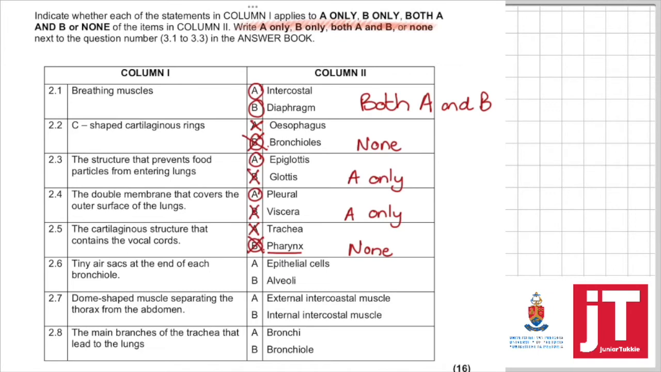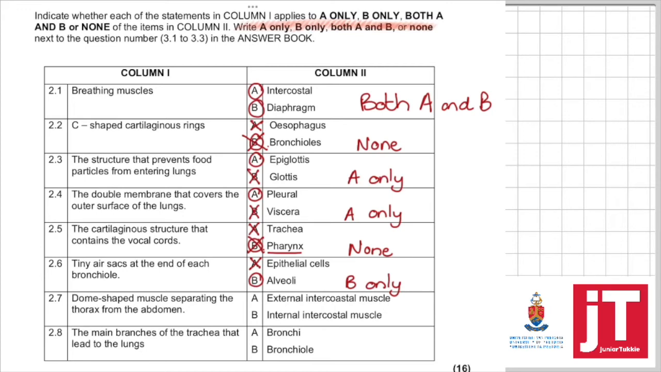2.6, tiny air sacs at the end of each bronchiole. So we're not looking at a cell, so we could probably eliminate A. B, the option is alveoli, and I would say B is the correct option here. B only.